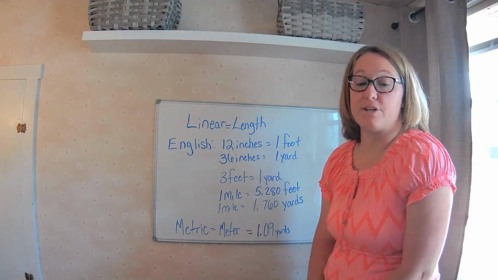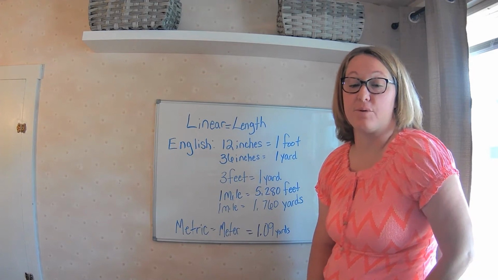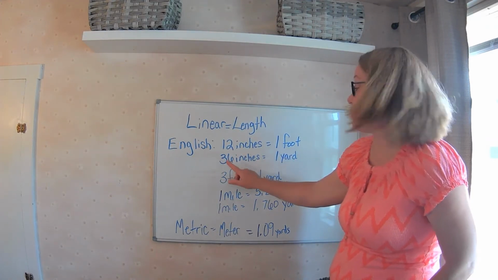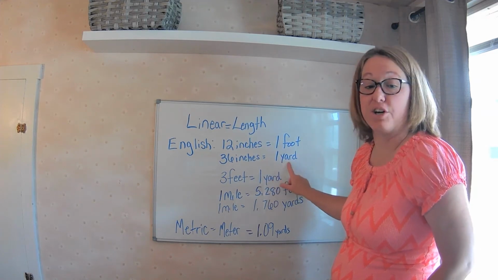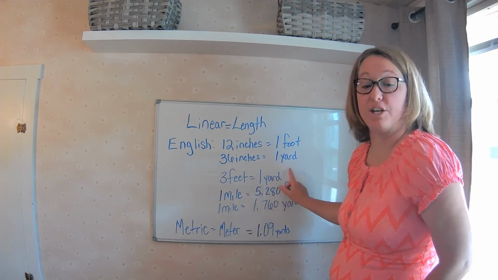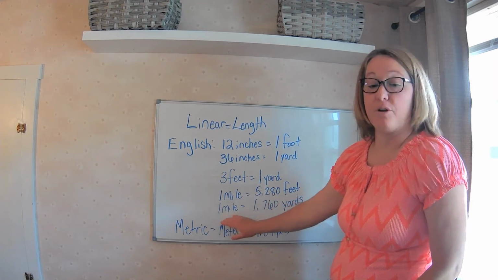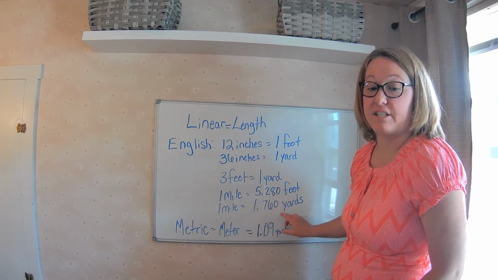So for linear measurement, for English measurements that we use for length, we use 12 inches equals 1 foot. We have 36 inches equals 1 yard. 3 feet is to 1 yard. 1 mile is 5,280 feet. And 1 mile is 1,760 yards.